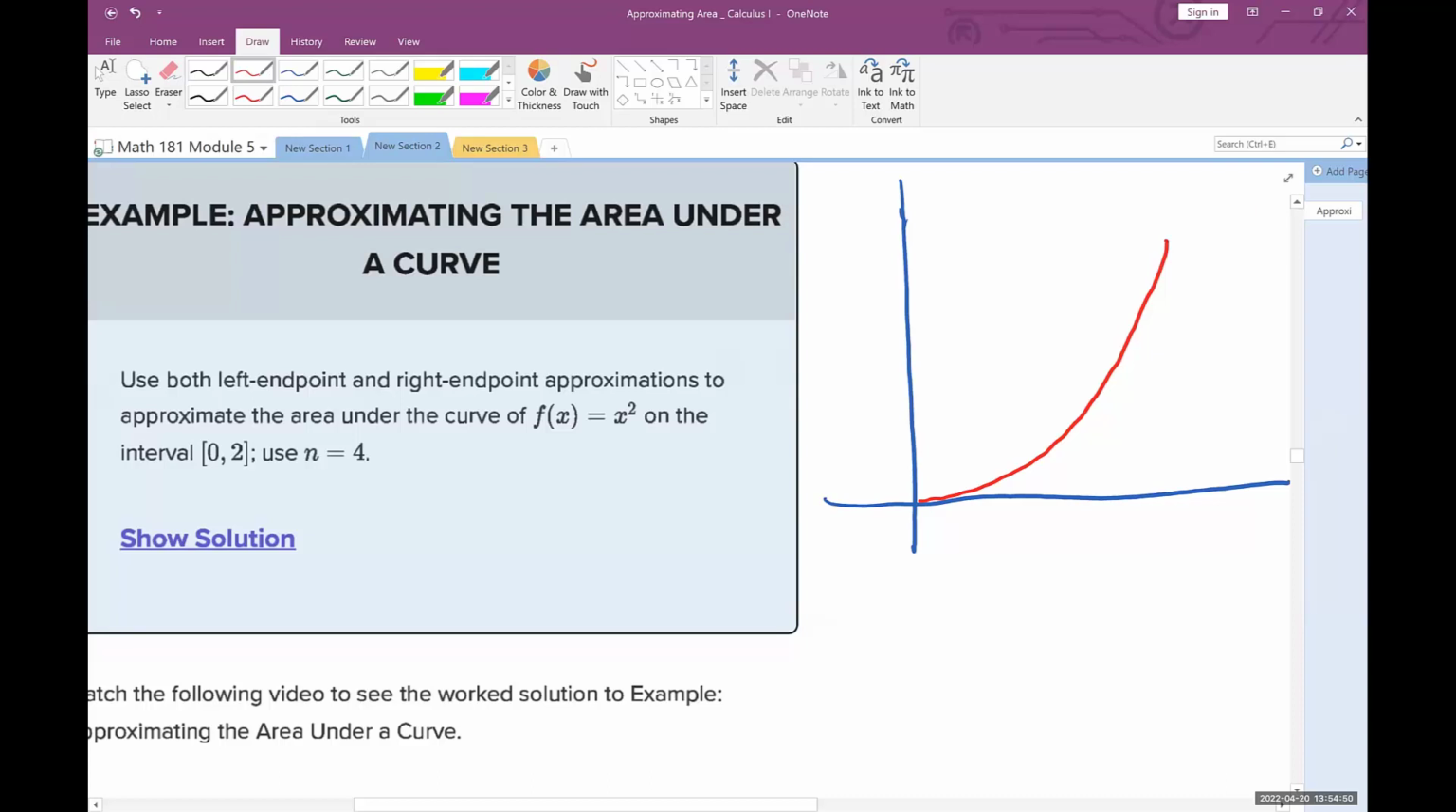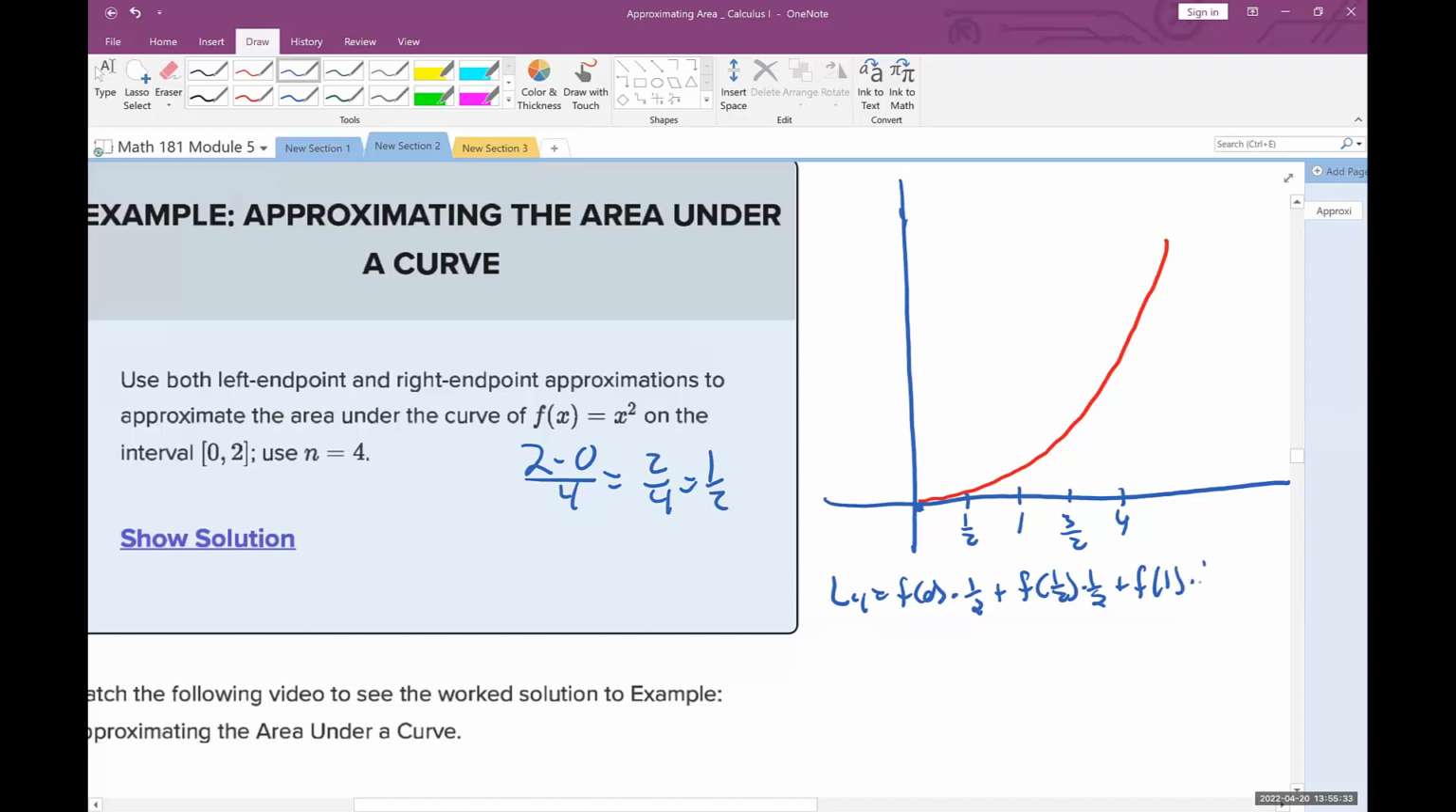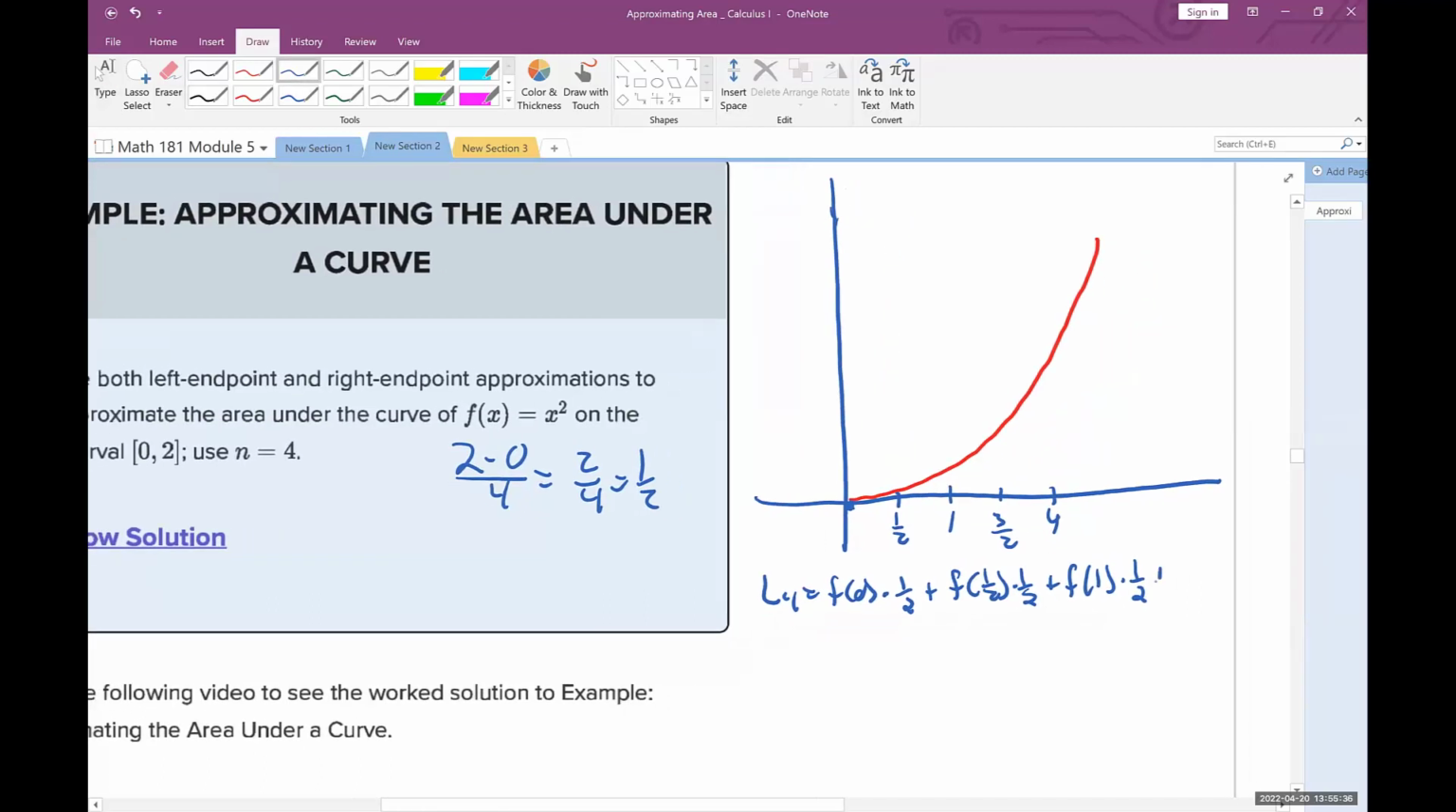And our intervals would be, that says 0 to 2, so 2 minus 0 over 4 is 2 over 4, which is 1/2. So we'll have a point at 0, then 1/2, then 1, then 3/2, and then 2. So our left-hand approximation means we'd start at 0. So we do f of 0 times the 1/2. This is L4. Plus f of 1/2 times the 1/2, plus f of 1 times the 1/2, plus f of 3/2 times 1/2.